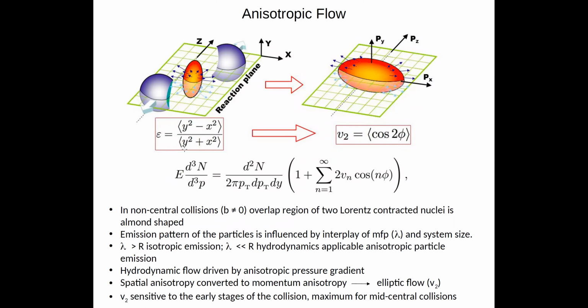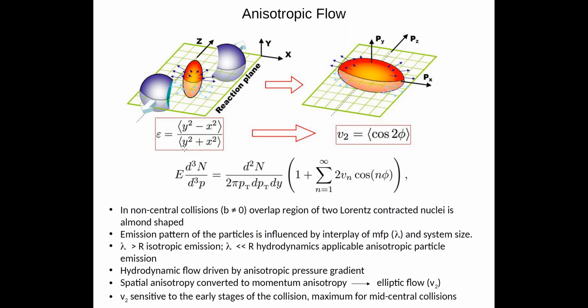Up till now we have been talking about the radial flow, which is symmetric in azimuth, which is symmetric in phi. Now we come to anisotropic flow. I believe you already had a detailed discussion of anisotropic flow in the previous class, but for completeness, we will discuss it. In non-central collisions, for which the impact parameter is non-zero, the overlap region of the two Lorentz contracted nuclei is almond shaped, or elliptic.